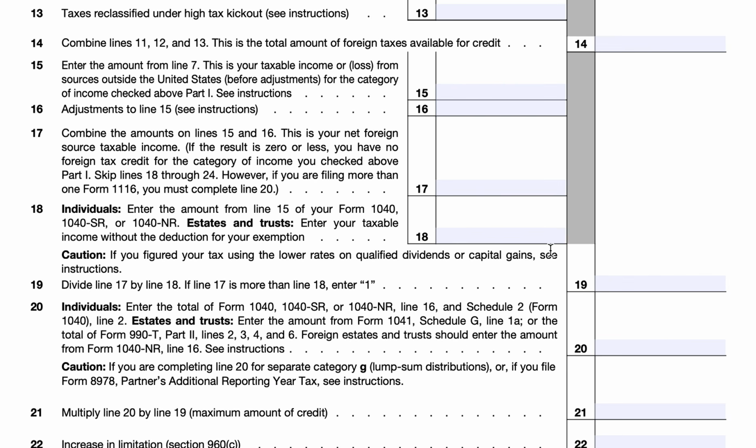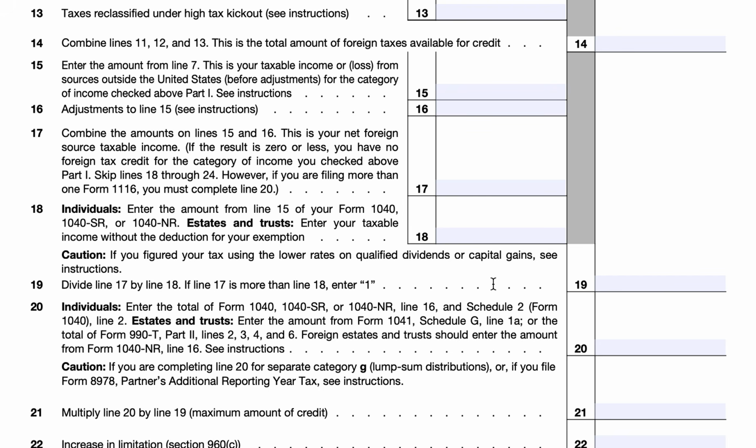In line 18, for individuals, you'll enter the amount from line 15 of your Form 1040, 1040 SR, or 1040 NR. For estates and trusts, you'll enter your taxable income without the deduction for your exemption. And if you've figured your tax using lower rates for qualified dividends or capital gains, you may need to refer to the form instructions that contain a worksheet specifically for qualified dividends and capital gains.